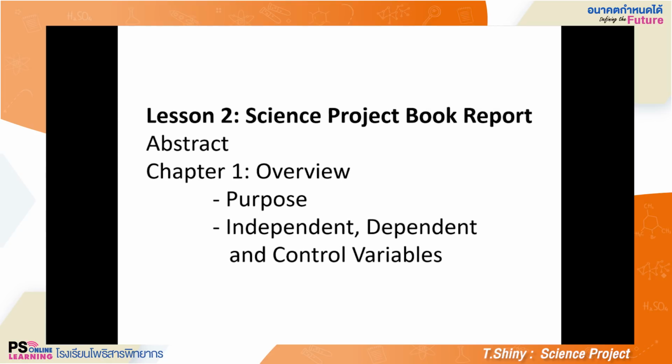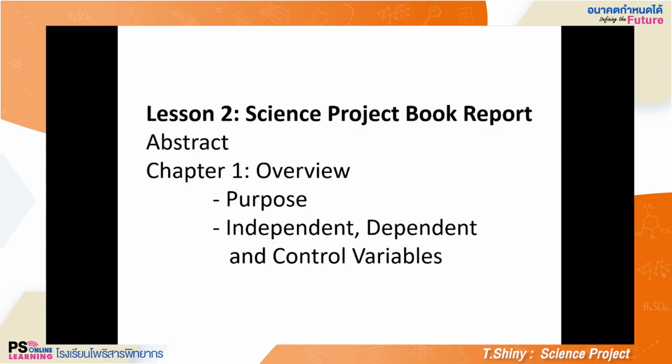Our lesson for today is about the content of the Science Project Book Report. If you remember last week, I mentioned that the Science Project Book Report is one of the requirements of this subject. Now, the Science Project Book Report has 5 main chapters. For today, we're going to look at the first two parts. The first part, which is the abstract, and the second part, which is actually chapter 1, is the overview. Now, what is the abstract and what is the overview of the Science Project Book Report?